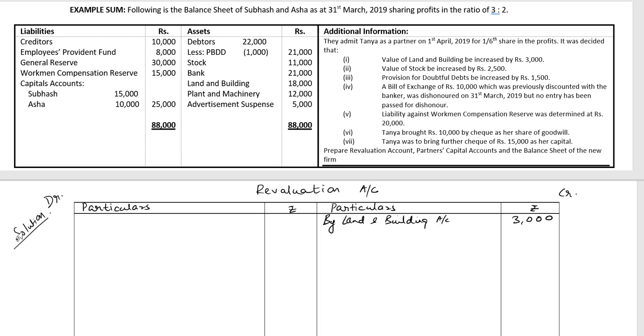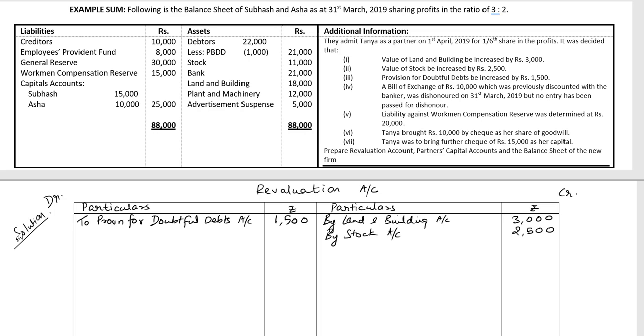Second point, value of stock be increased by rupees 2,500. By stock account, 2,500 rupees. Third point, provision for doubtful debts to be increased by 1,500. To provision for doubtful debts account, 1,500.